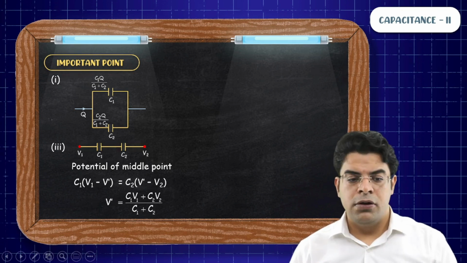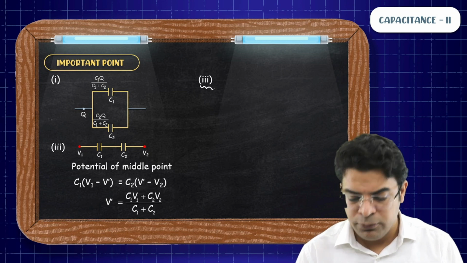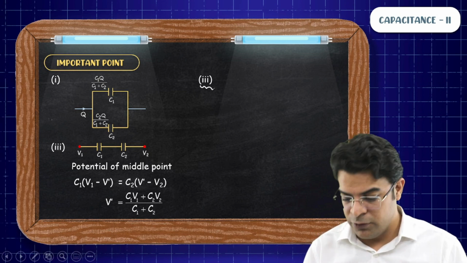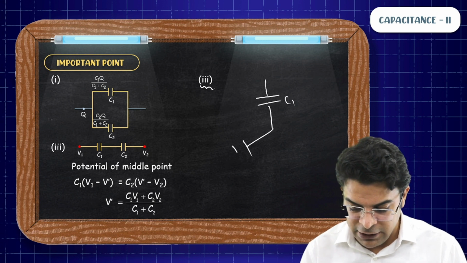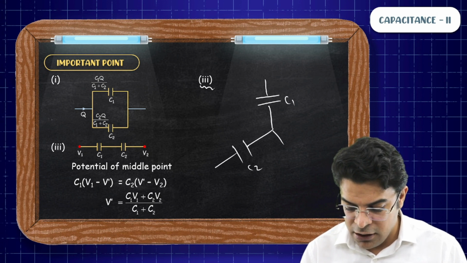Easy? So now let's talk about the third important case, and this is really important. They might give you three capacitors of, let's say, capacitance C1, having capacitance C2, and having a capacitance C3.